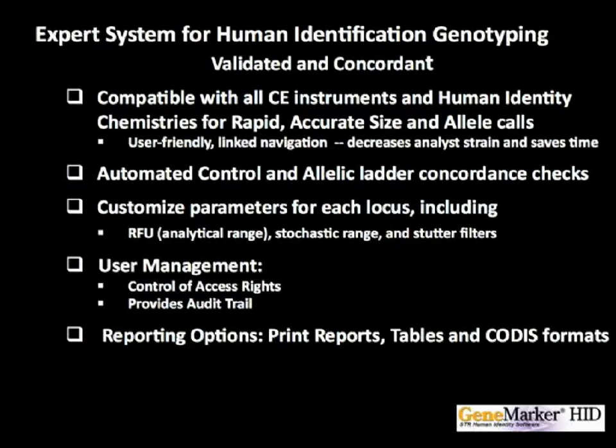It contains automated control and allelic ladder concordance checks and the ability to customize parameters for each locus, including the analytical range, stochastic range, and stutter filters. The user management provides control of access rights and an audit trail. GeneMarker HID has many different reporting options, including print reports, tables, and CODIS formats.